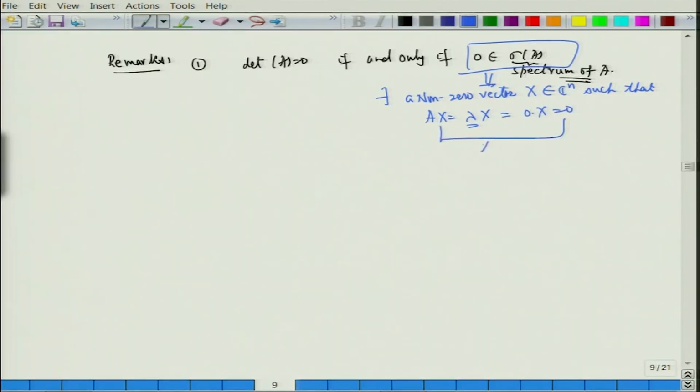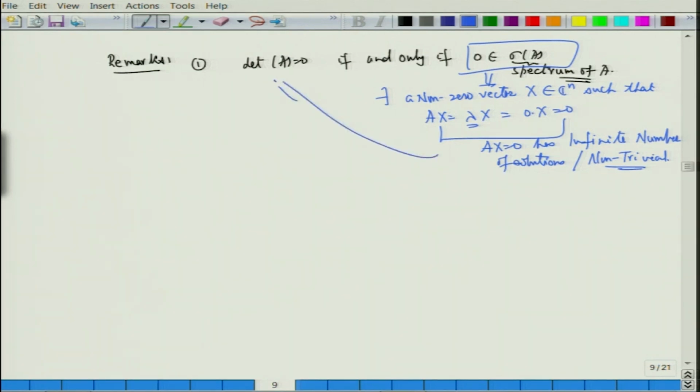So, what we are saying is that the system Ax is equal to 0 has a non-trivial solution, or an infinite number of solutions, whatever you want to say. Therefore, we know that the matrix A must be non-invertible. So, it must be singular, and hence determinant of A must be 0.